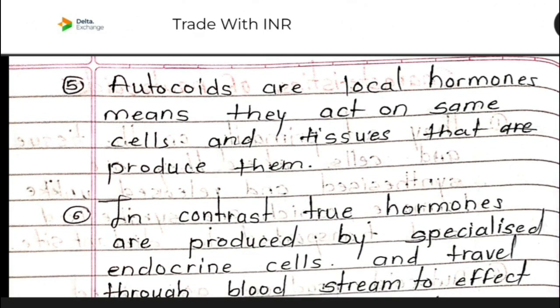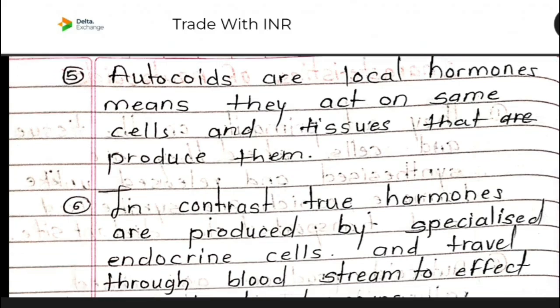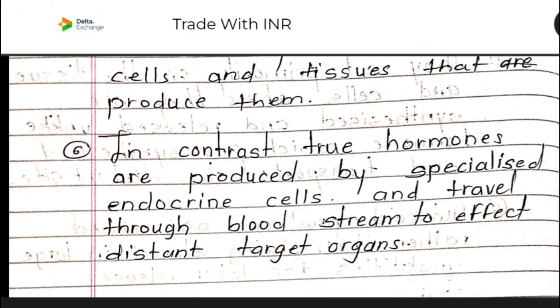Autocoids are local hormones, meaning they act on the same cells and tissues that produce them. In contrast, hormones are produced by specialized endocrine cells and travel through the bloodstream to affect distant target organs.